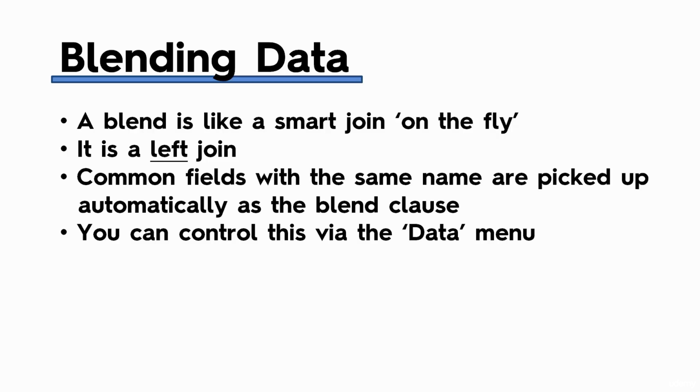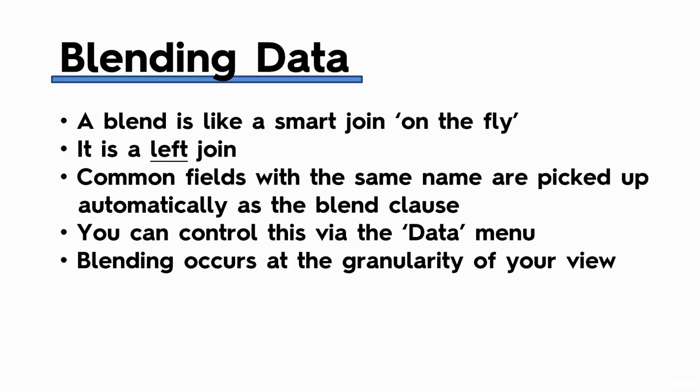And once again, that is important because, as we recall, joining on multiple fields sometimes is necessary. So you have to make that assessment yourself in advance. Next, we also learned that blending occurs at the granularity of your view. And that is important because it is different to joining.